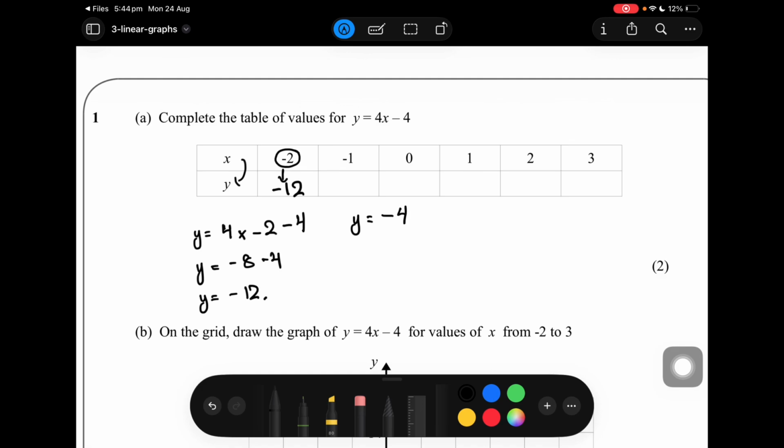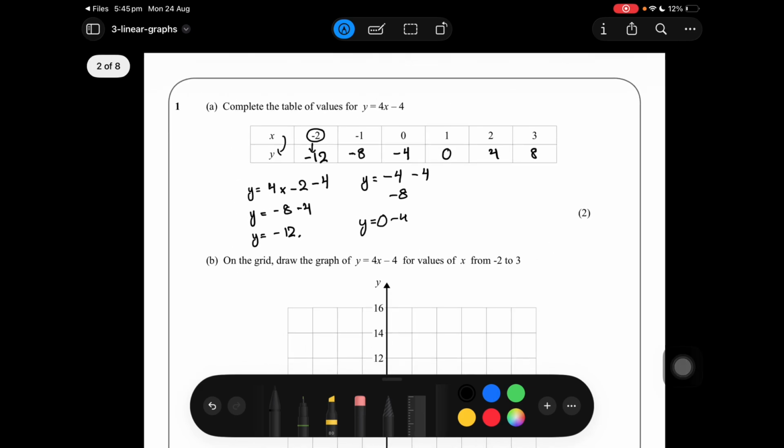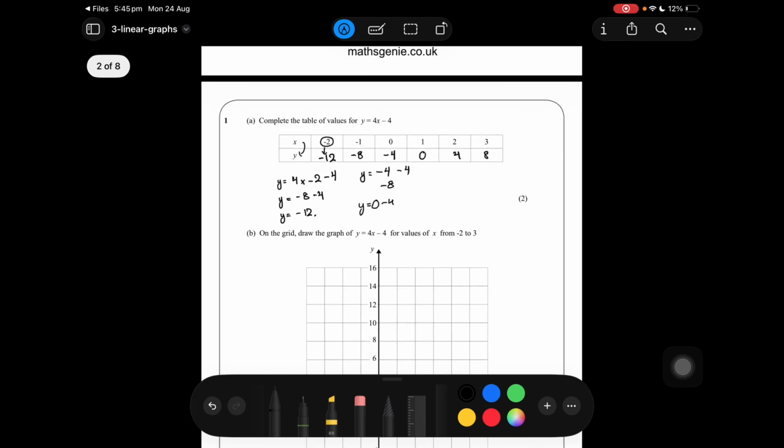y is equal to 4 times negative 1, which is negative 4, minus 4, which is negative 8. And now for 0, it is y is equal to 0 minus 4, which is minus 4. So we can see a pattern that we're just adding 4. So we can just do that. So now we just keep adding 4. Here it will be 0 and then 4 and 8. So now we have our values.